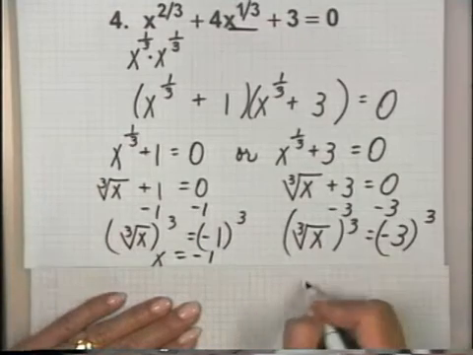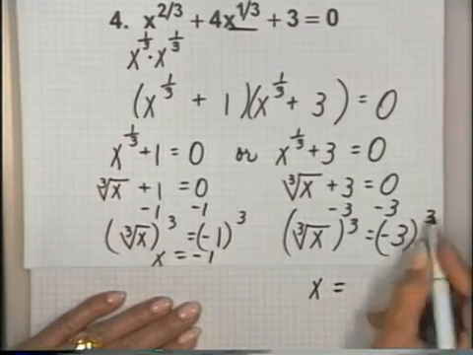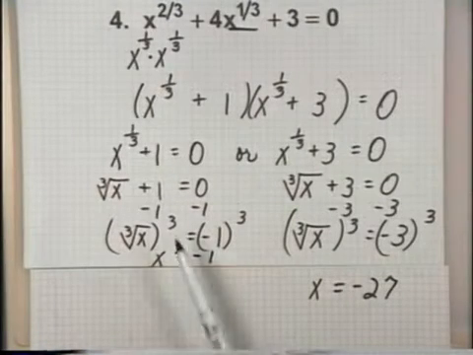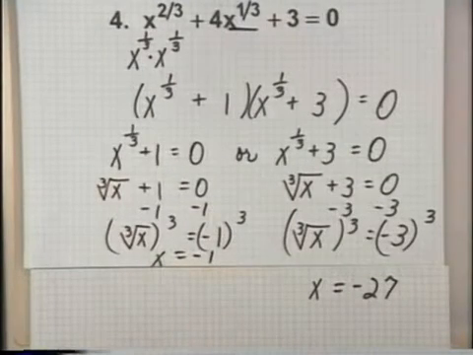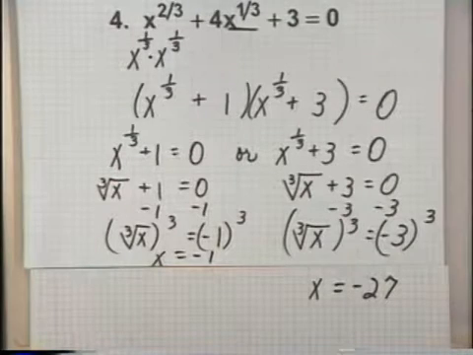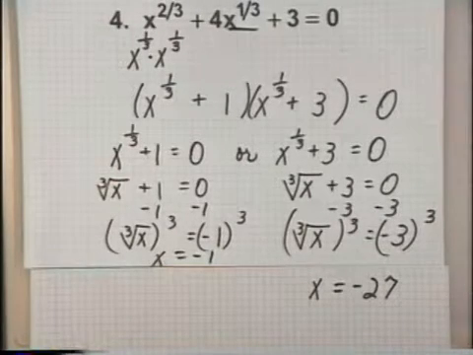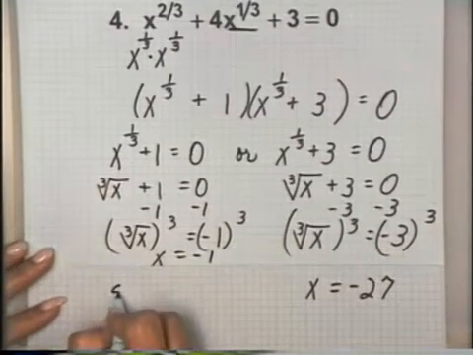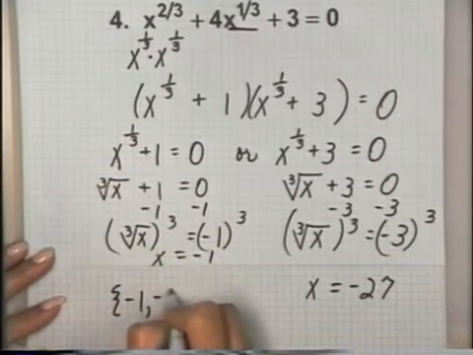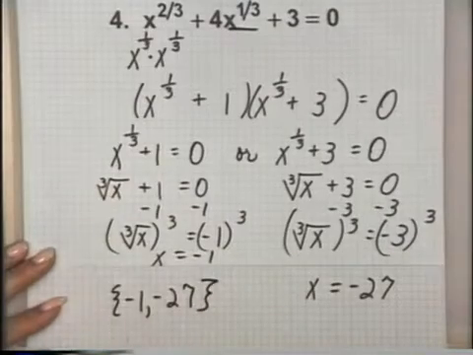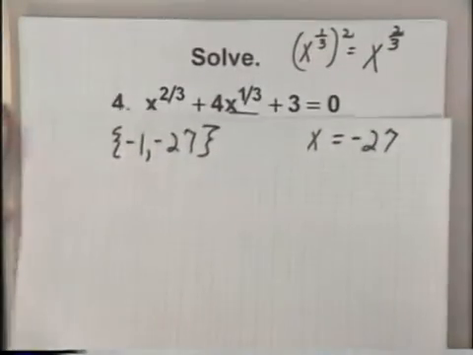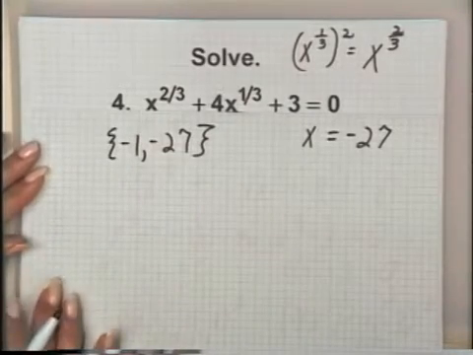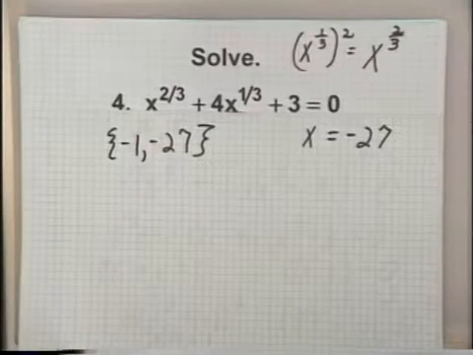And the cube root of x cubed is x, and negative 3 cubed is negative 27. Now when we raise both sides of an equation to odd powers, we don't have to worry about introducing extraneous solutions. Let's write the solution set, -1, -27, and I will leave the check of these solutions to you.